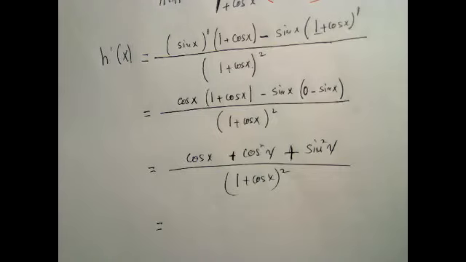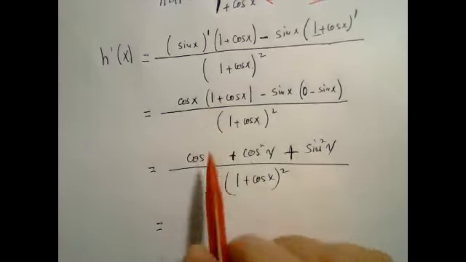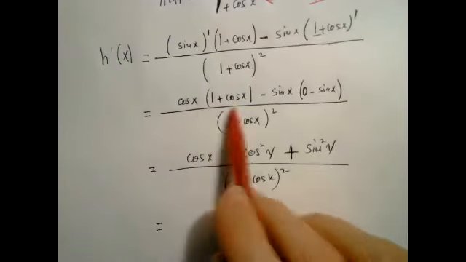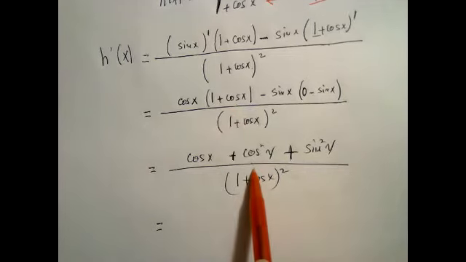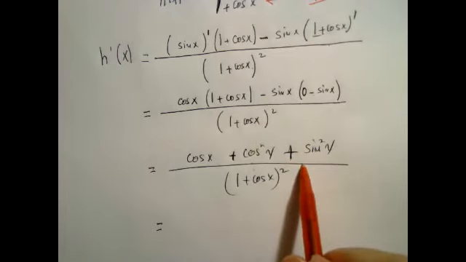Where did you get the cosine square x from? This one? Okay, cosine times 1, that's a cosine, plus cosine times cosine, that's cosine square, plus minus minus plus sine square.